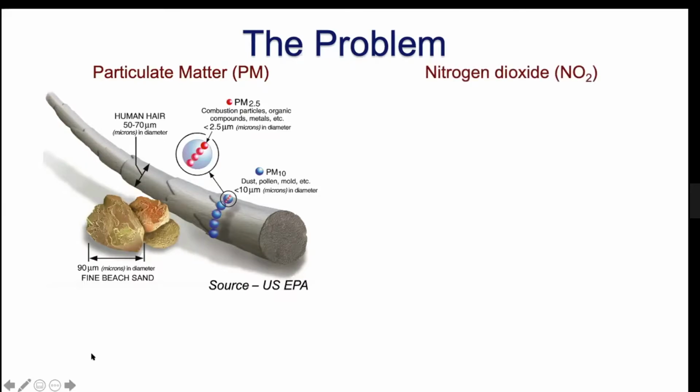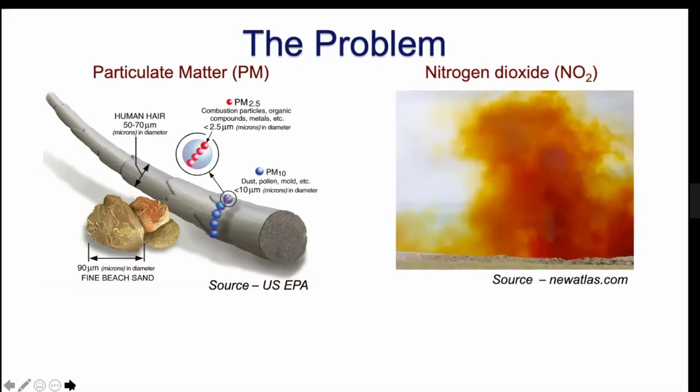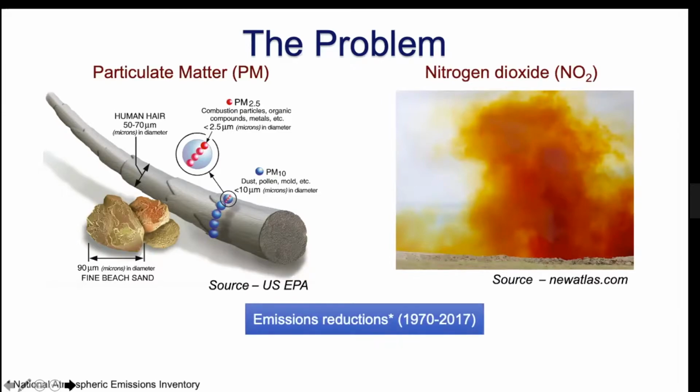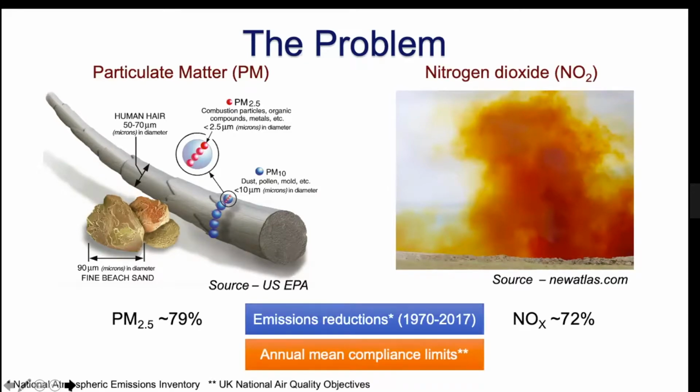On the other hand, we have nitrogen dioxide, which is a reddish-brown toxic gas, but obviously the ambient concentrations are quite low, so it appears colorless. Now, the good news is that in the UK, the emissions have reduced for both particulate matter and nitrogen dioxide. For PM2.5, emissions have fallen almost 80%, and for nitrogen oxides, almost 70% in the last 50 years. And according to the UK air quality objectives, the annual mean compliance limit for PM2.5 is 25 microgram per meter cube, and for nitrogen dioxide is 40 microgram per meter cube. The interesting thing is that while we meet the requirements for particulate matter, we do not for nitrogen dioxide.